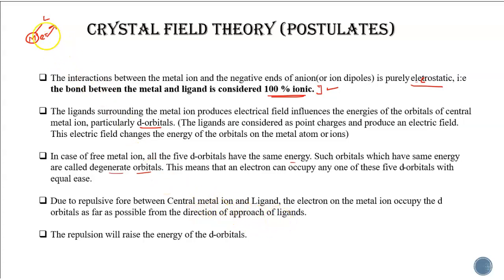और ये जो रिपल्शन हो रही है इसकी वजह से क्या होगा, this will result in the raising of the energy of your d orbitals. इस रिपल्शन की वजह से आपकी जो एनर्जी है d orbitals की वो इंक्रीज हो जाएगी, which means कि अगर एनर्जी इंक्रीज हो जाएगी तो आपकी स्टेबिलिटी उन पर्टिकुलर d orbitals की जिनकी एनर्जी इंक्रीज हो रही है उनकी स्टेबिलिटी डिक्रीज हो जाएगी. Okay, that is another thing.